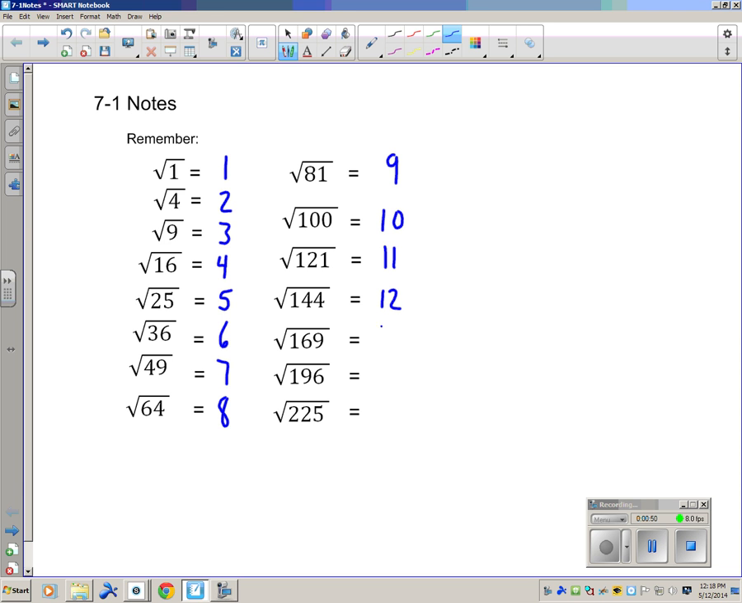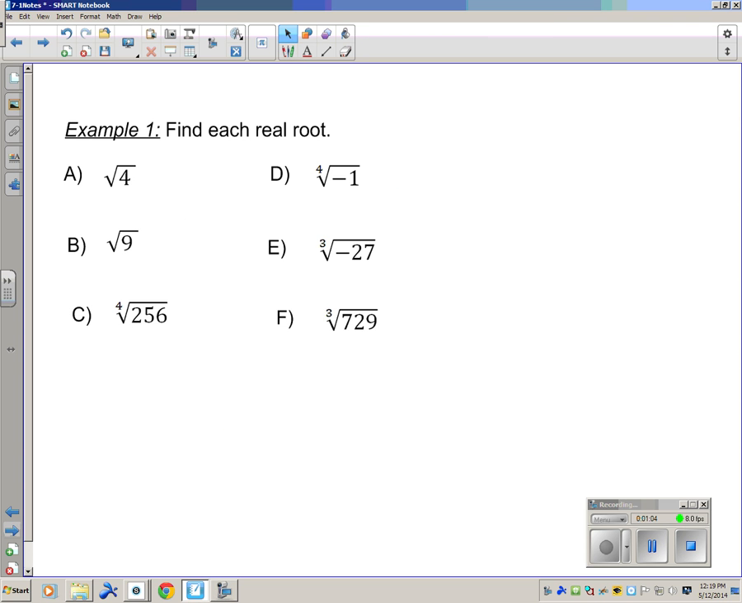Square root of 169 is 13. Square root of 196 is 14. And square root of 225 is 15. Those are considered all nice perfect squares. So those are the ones you can find the square root of from 1 to 225.